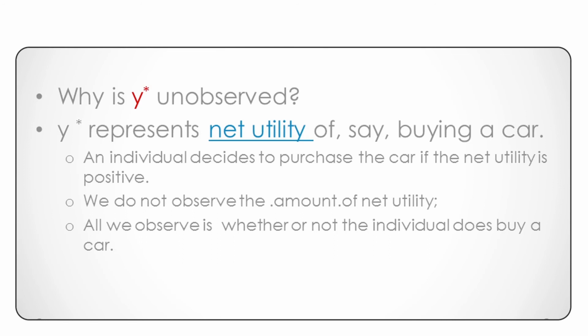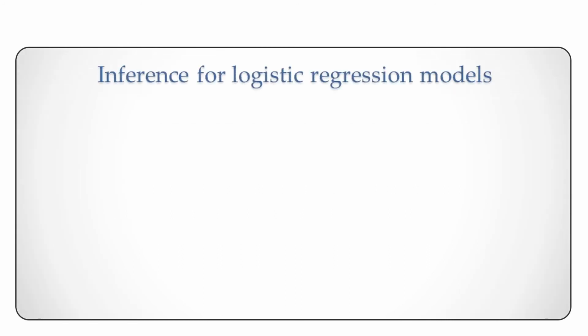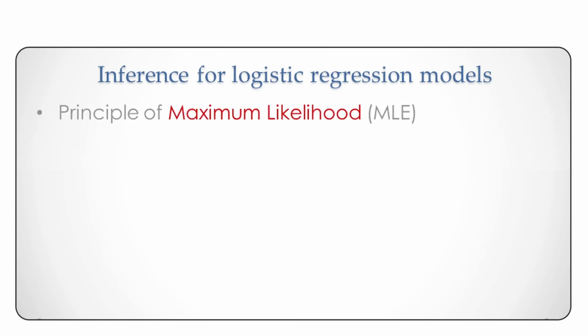However, we can say that the net utility is related to x prime beta, and it is possible to show that this leads to the logistic regression model. Inference for the logistic regression model: we can use the principle of maximum likelihood. You can see using the binomial likelihood that L of y given x, beta is equal to the product from i equal to 1 to n of g of x beta to the power y_i, into 1 minus g of x beta to the power 1 minus y_i.